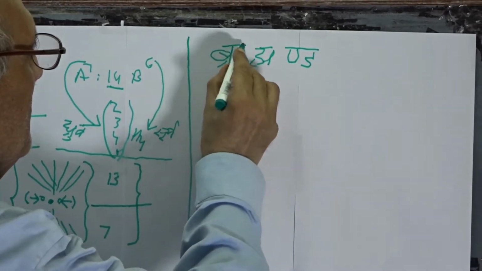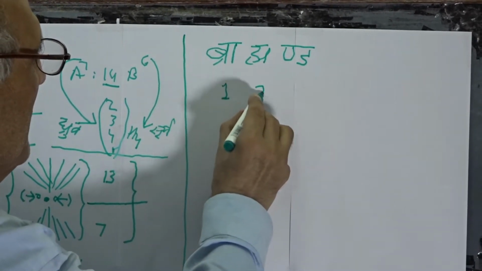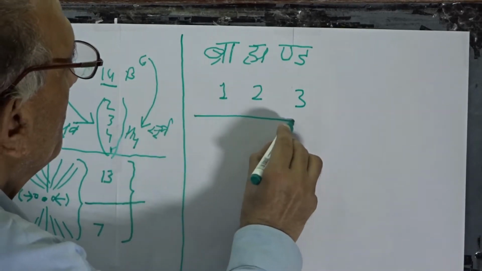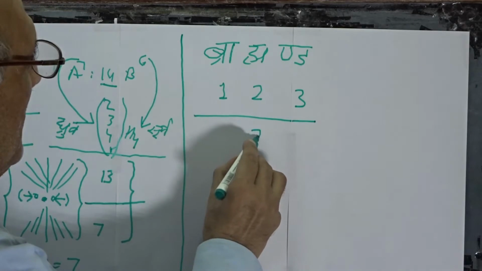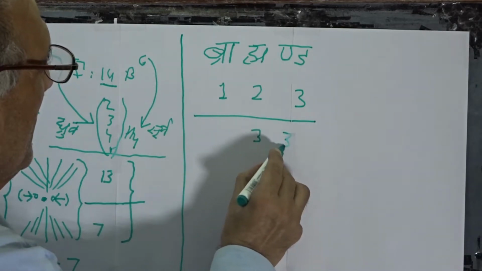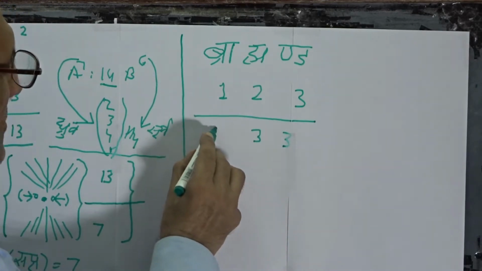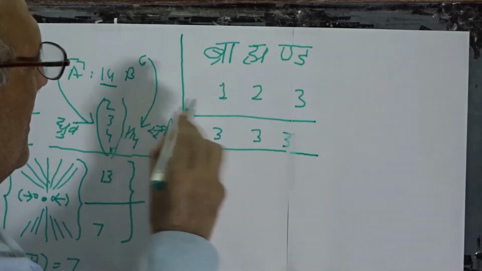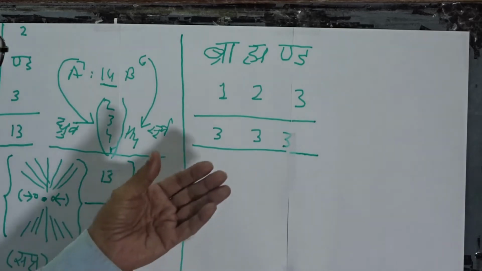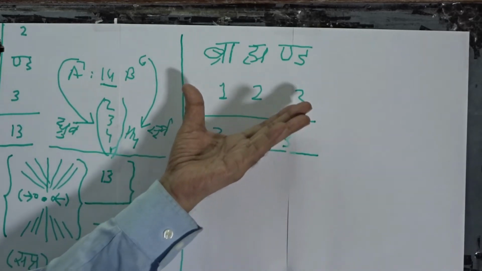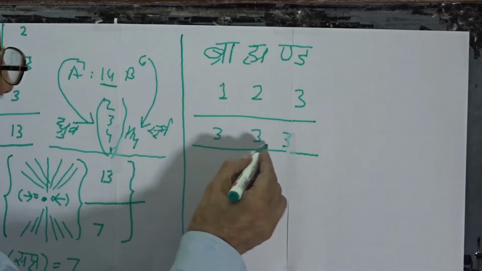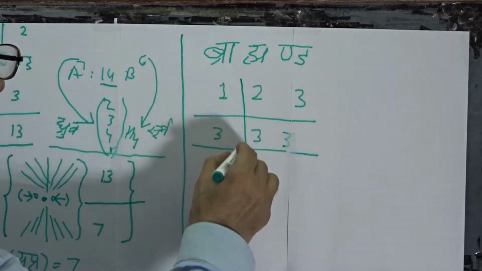See, there are 3 syllables. These 3 syllables are having 3 letters, 3 letters, and 3 letters. Now this reach of 3 syllables is 9 letters.